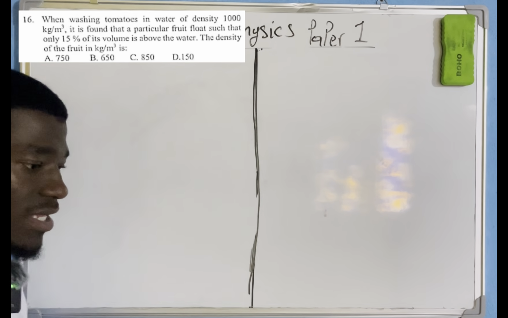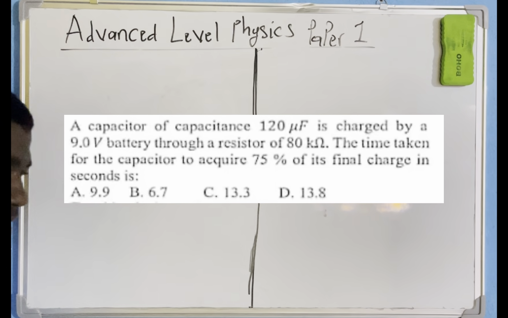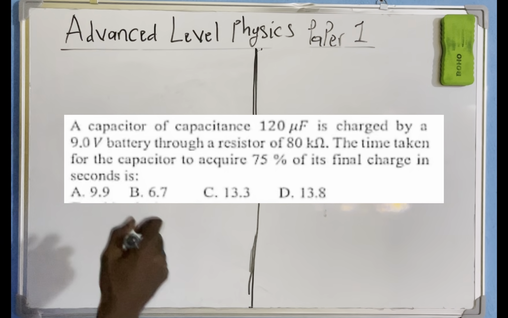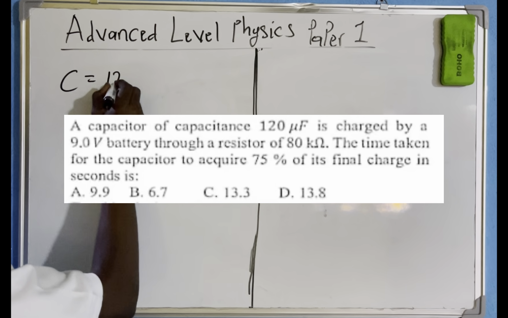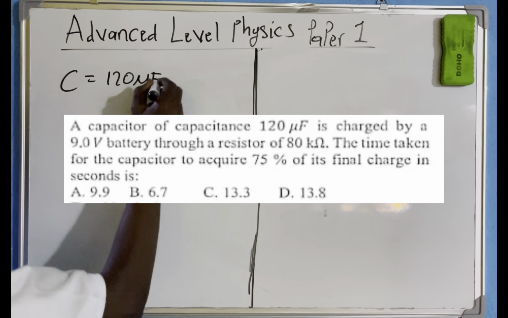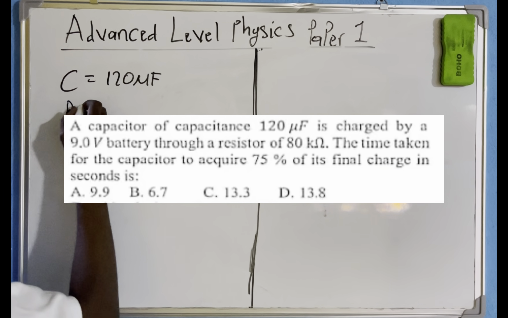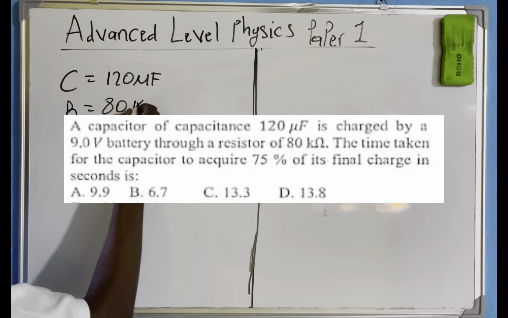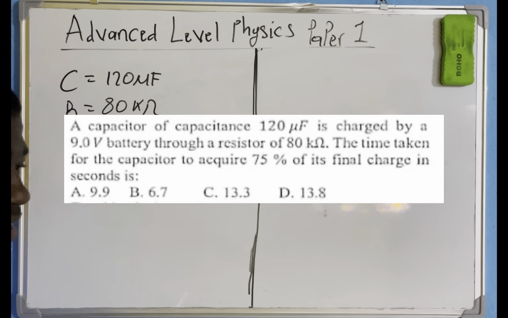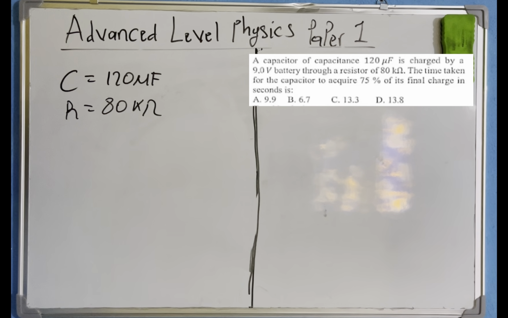So the next question is a capacitor of capacitance 120 microfarad, which is charged by a 9-volt battery through a resistor. The resistor is 80 kilo ohms. The time taken for the capacitor to charge to acquire 75% of its final charge in seconds is. So please, student, you should first of all understand what we are doing here.